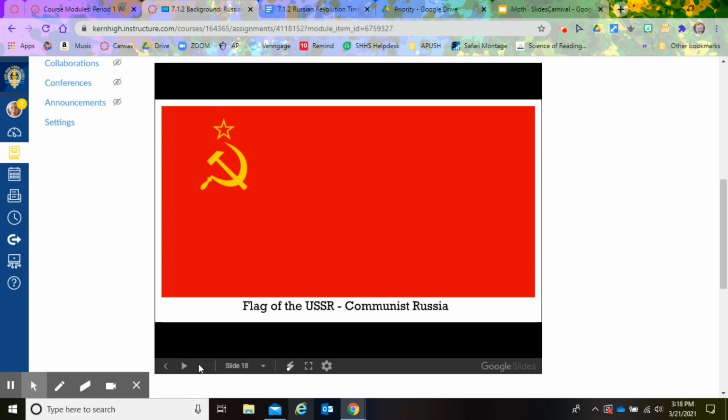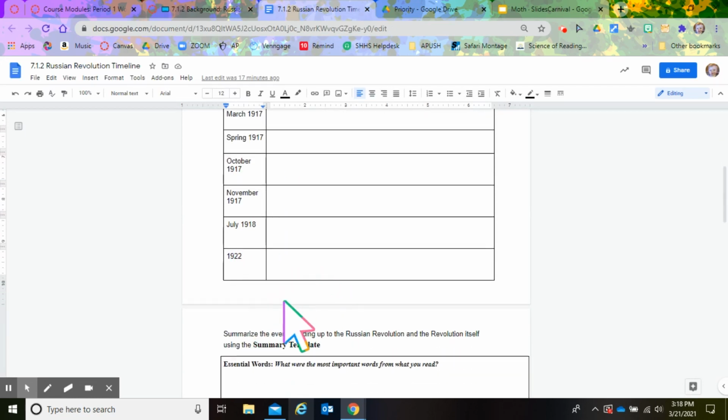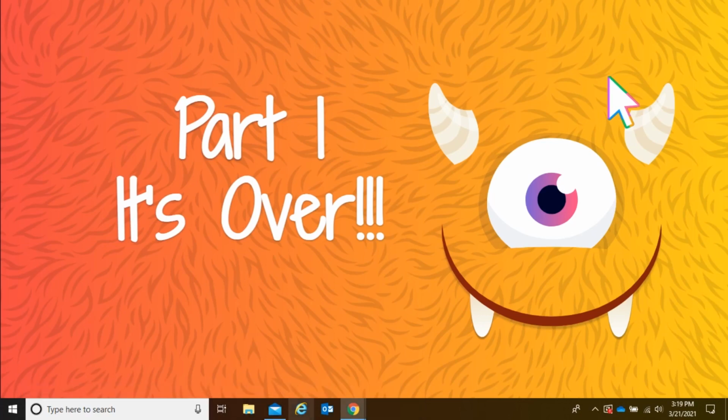Here is the flag of communist Russia with a hammer and a sickle. And go ahead and put that for 1922. All right, guys, part 1 of this series is over. Please head on to the next one after you have finished that timeline and learn how to do the summary.